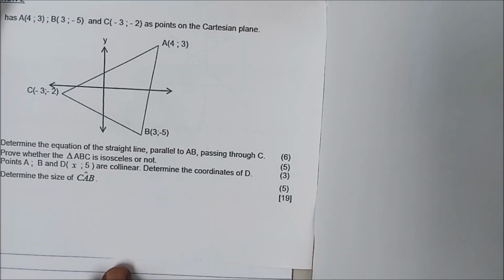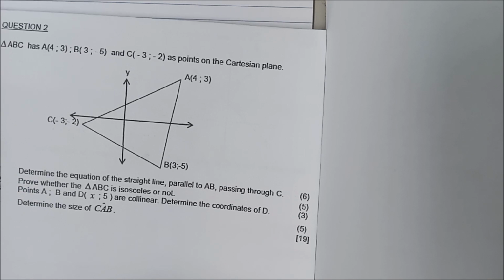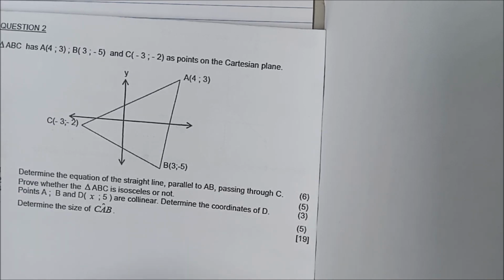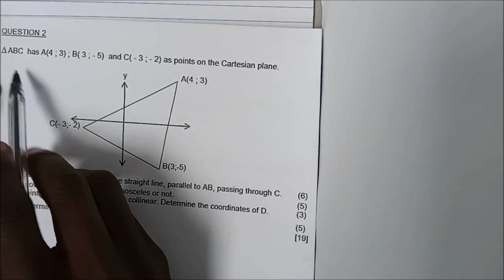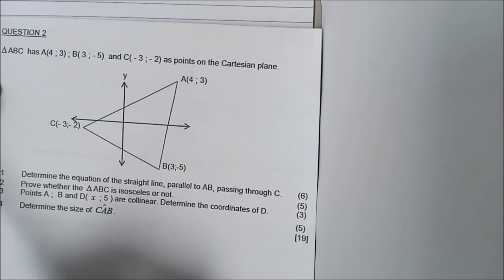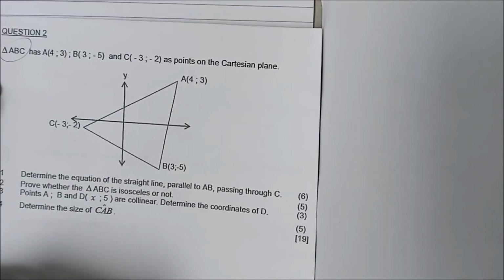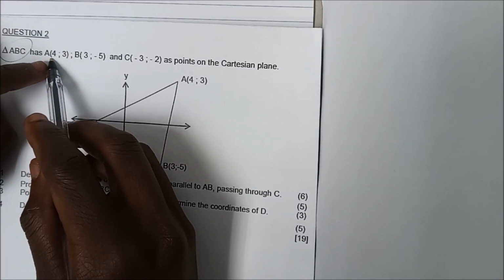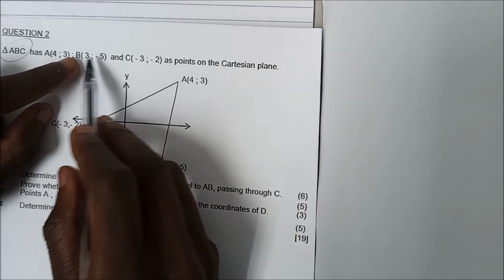This is a very nice question, but you need to be calm if you attempt it. So now that we have the given part there, remember I said the given part is very, very vital. So now they say triangle ABC. Can you see that we have a triangle? It has A, B, C. A has the coordinates (4; 3), B (3; -5).